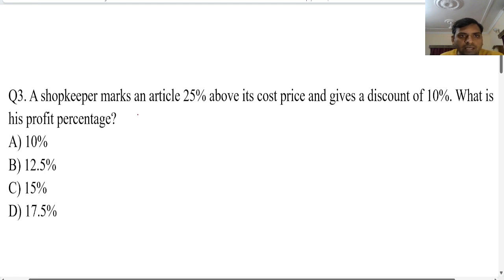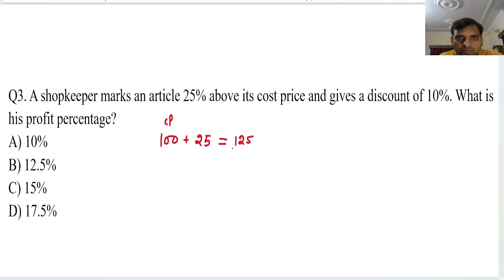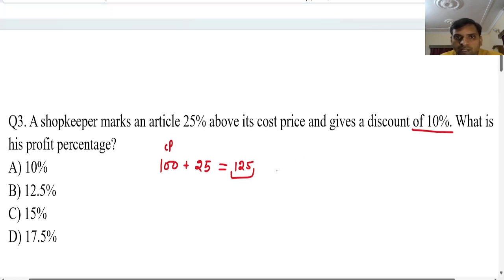A shopkeeper marks an article 25% above its cost price. So we can consider the cost price as 100 rupees, CP. Now 25% above, so we can add 25%. This means 25, and now the total price is 125. This is the marked price. Now the shopkeeper gives a 10% discount on this, so we will subtract its 10%. Its 10% is 12.5. Now the final selling price is 112.5.